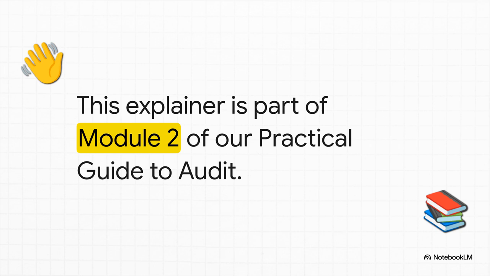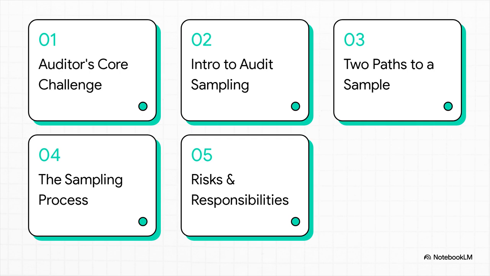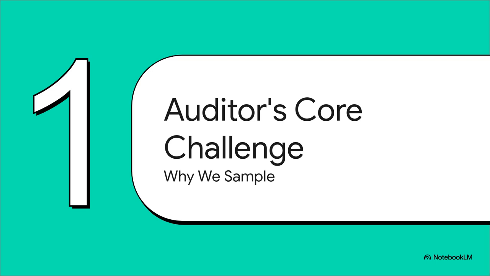It all fits together. All right, so here's our game plan for today. First, we'll talk about the core challenge that makes sampling necessary. Then, we'll properly introduce what audit sampling is. After that, we'll look at the two main paths you can take to get a sample. We'll walk through the whole process step by step. And finally, we'll wrap up with the really important stuff, the risks and responsibilities. Let's get started. Okay, first up, the auditor's core challenge.